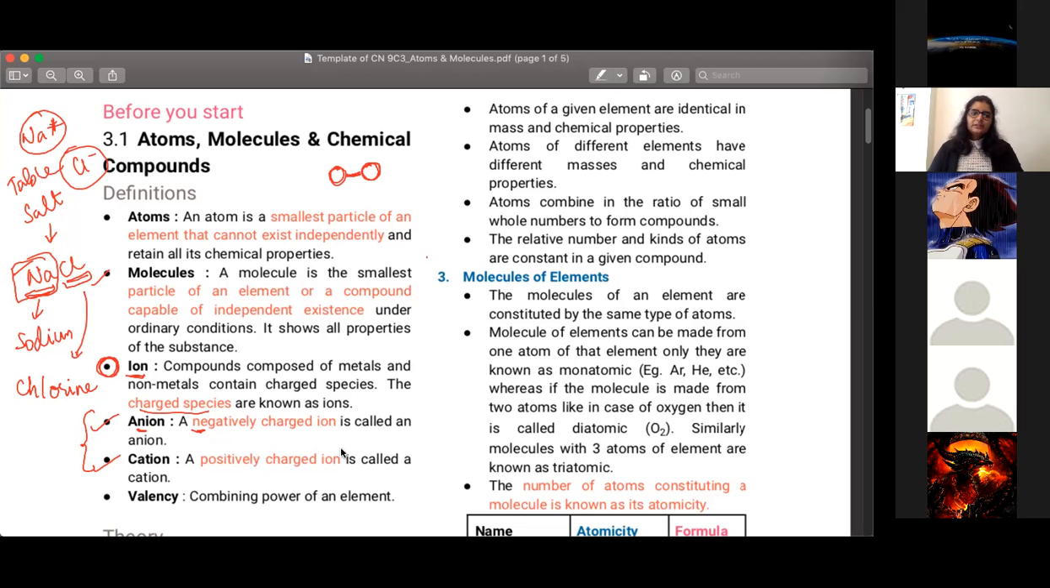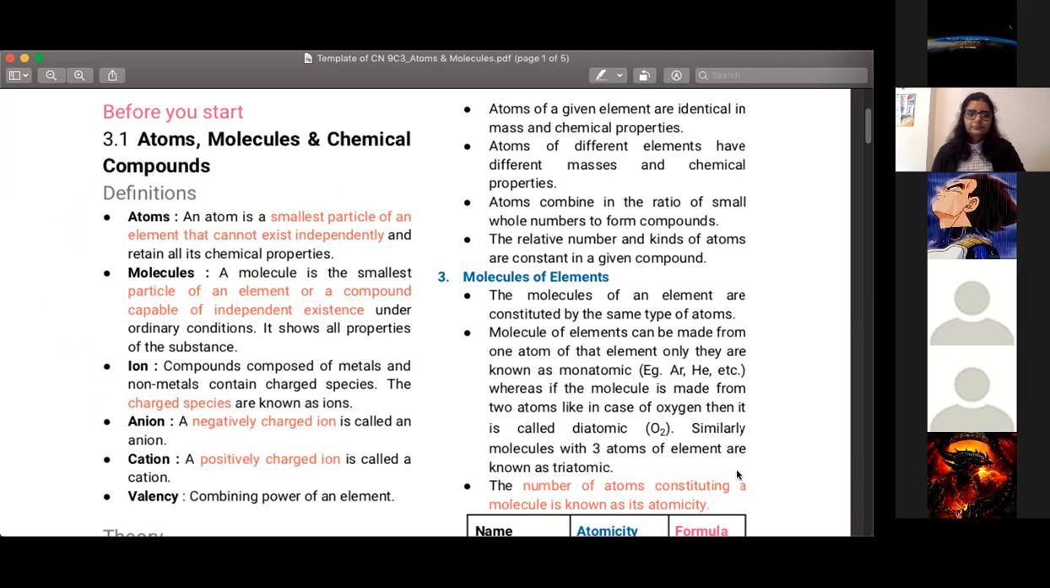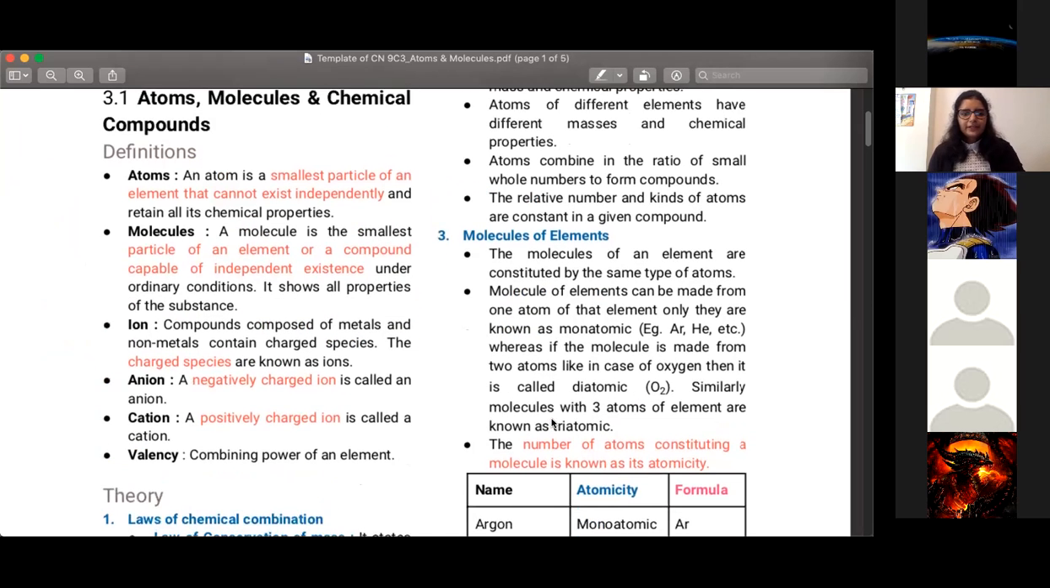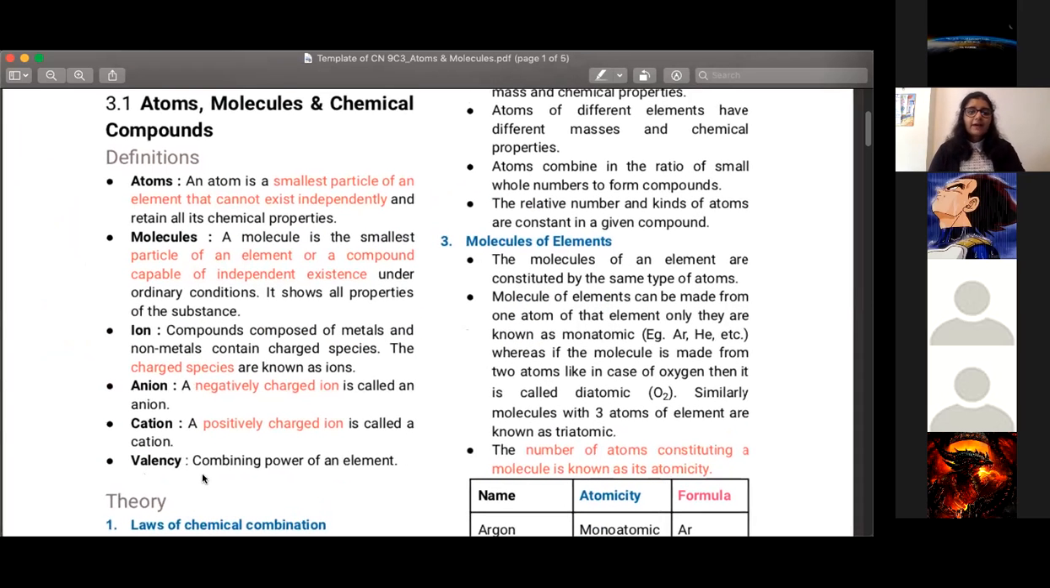Cool. So you can just note down ion is basically charged species, or if you want to elaborate, you can say when atoms become charged, then they're called ions. And then anion is negatively charged ion, cation is positively charged. That's it. All right. Okay, then the last one is valency.